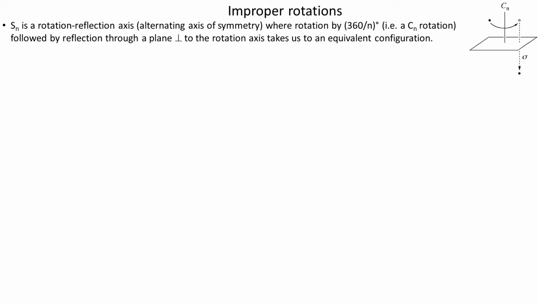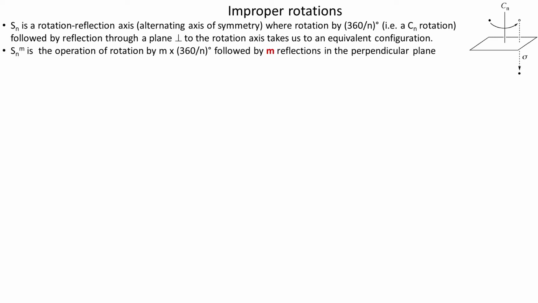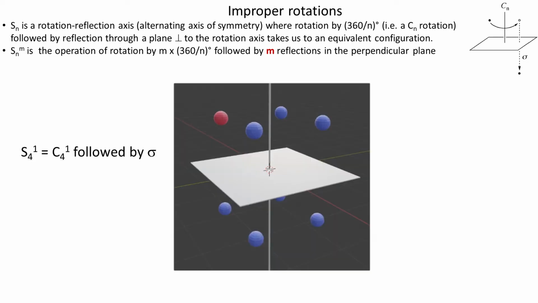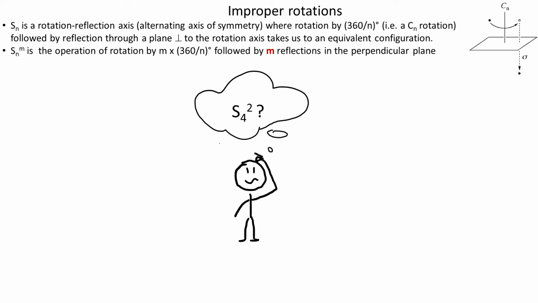The same as in the case of normal C rotations that we already know, a rotation-reflection axis, Sn, generates multiple operations, and again we need some nomenclature to tell them apart. S_n^m is the operation of rotation by m times 360 divided by n degrees, followed by m reflections in the perpendicular plane. So the improper rotation that we see is S_4^1, rotation by 90 degrees followed by 1 reflection. What would S_4^2 look like?